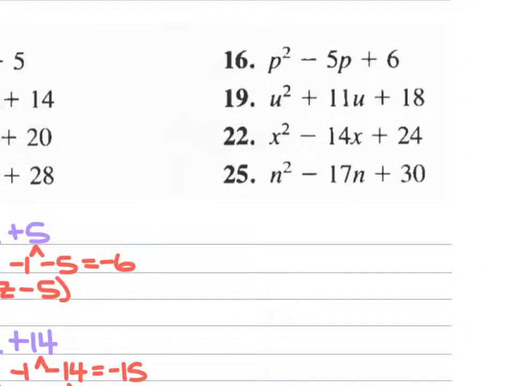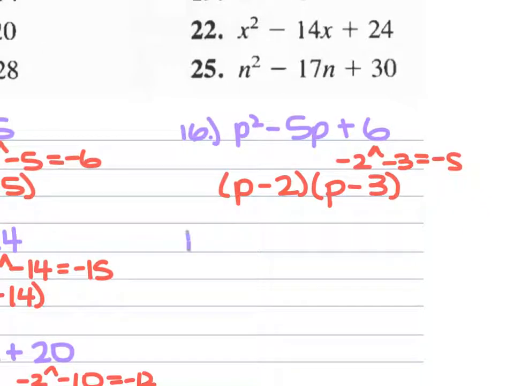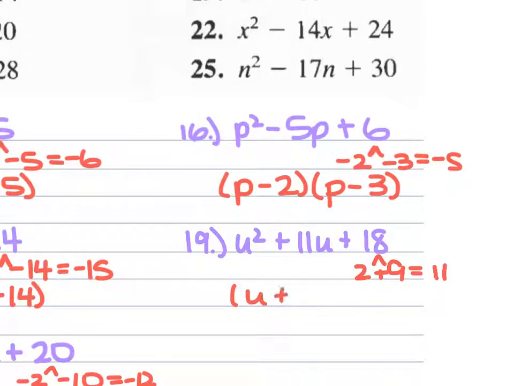For 16, we have p squared minus 5p plus 6. So the factors of 6 that add up to be negative 5 are negative 2, negative 3. So this is going to be p minus 2 times p minus 3. For 19, we have u squared plus 11u plus 18. So your factors of 18 that add up to be 11 are 2 and 9. So this is going to be u plus 2 times u plus 9.